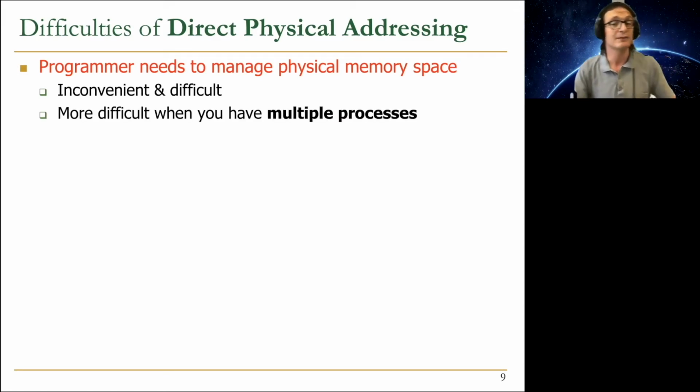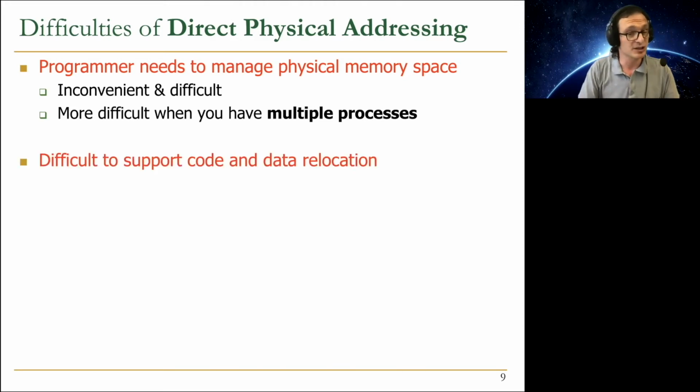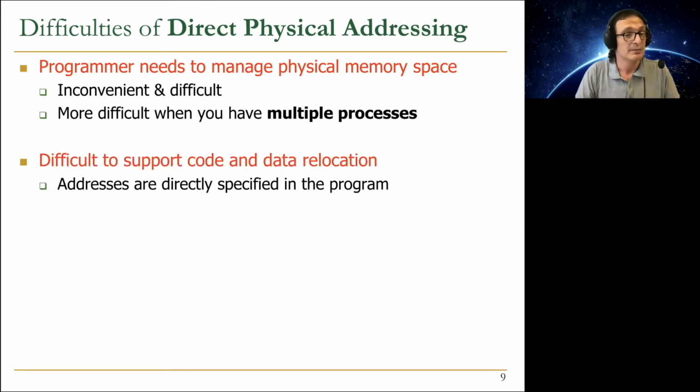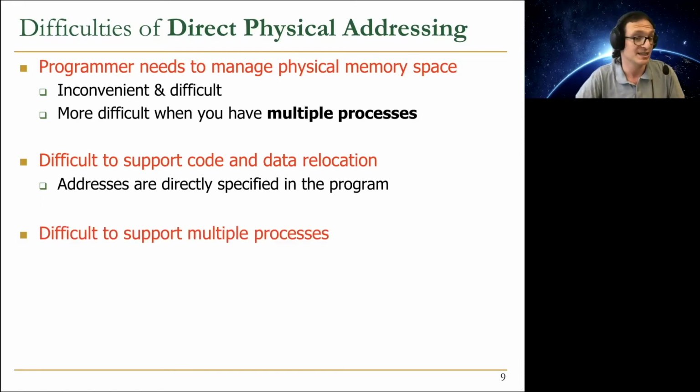And it's more difficult when you have multiple processes, because now you need to manage the physical memory space across multiple programs, which is even harder because they may be programmed by different programmers. So it's virtually impossible, basically, at this point. It's difficult to support code and data relocation because addresses are directly specified in the program. You basically say physical address 5. But what if that physical address 5 is also referenced by some other program, for example? Or what if you want to relocate it for whatever reason, right?